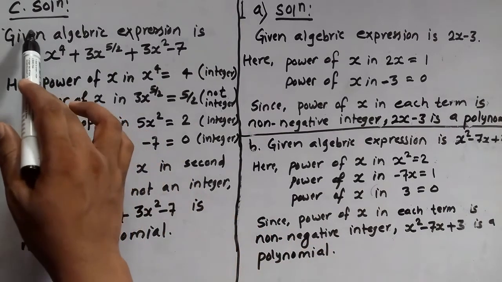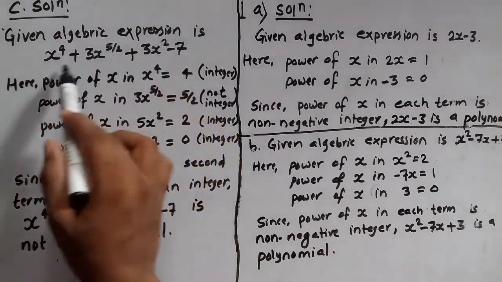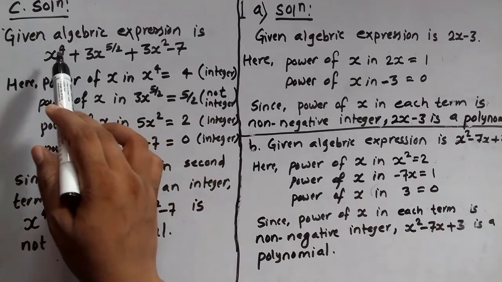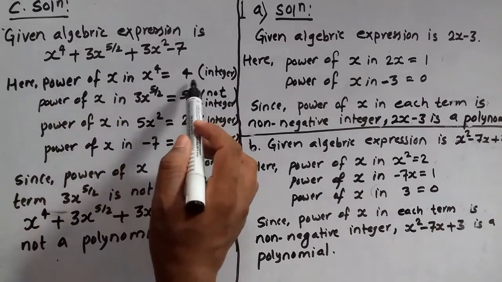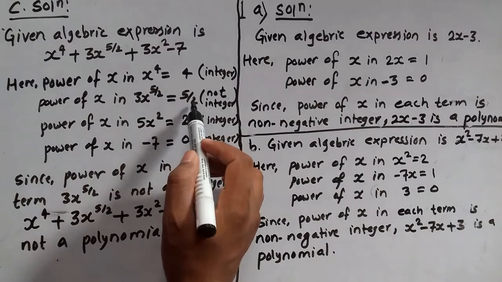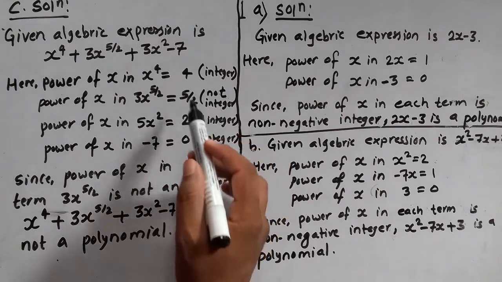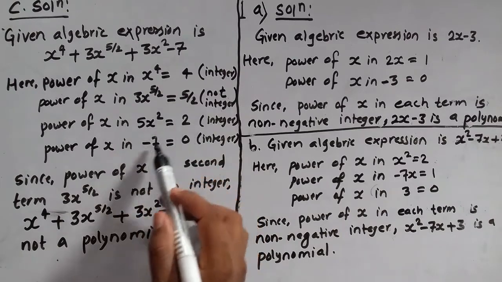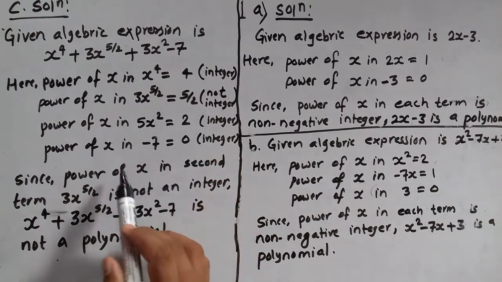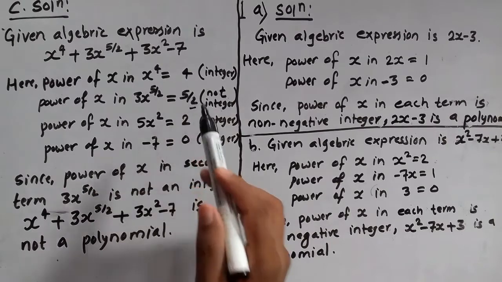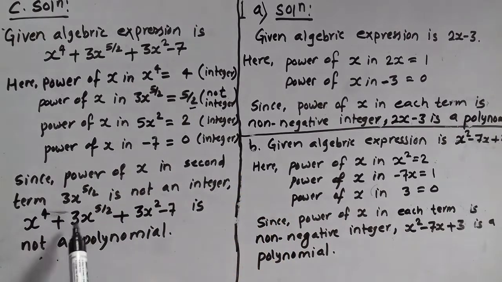In question C, the given algebraic expression is this. The power of x in the first term is 4, in this term it is 5 by 2, and 5 by 2 is not an integer. In 5x squared it is 2, and in minus 7 it is 0. Since 5 by 2 is not an integer, this algebraic expression is not a polynomial.